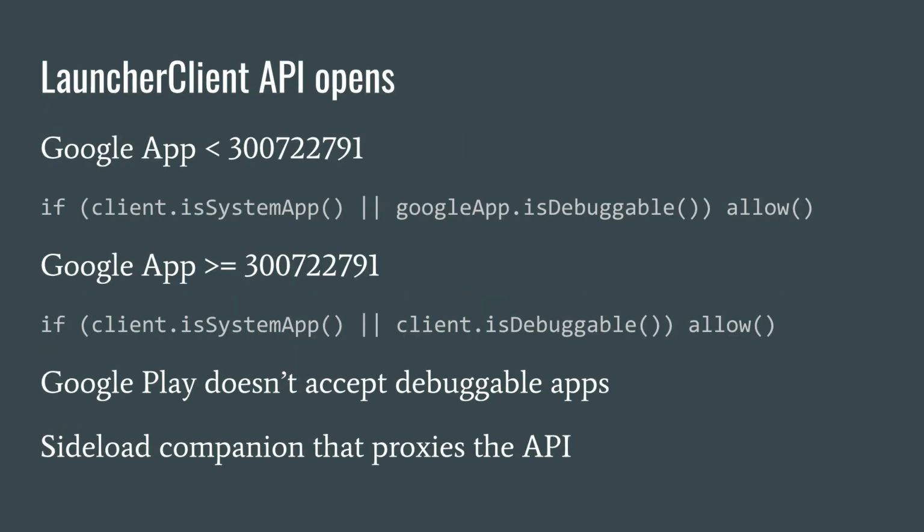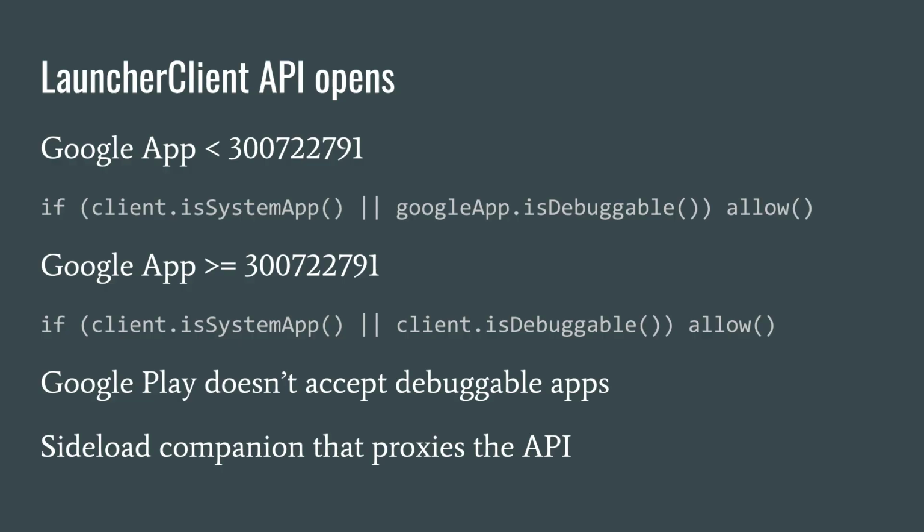But they didn't actually open it up. They restricted it to just system launchers. They had to check if the launcher is a system app or if the Google app is debuggable. So this locked me out, and it was frustrating for third-party developers. And then at some point, Google released an update, and they changed it to if the client is debuggable. I really believe this is a bug.